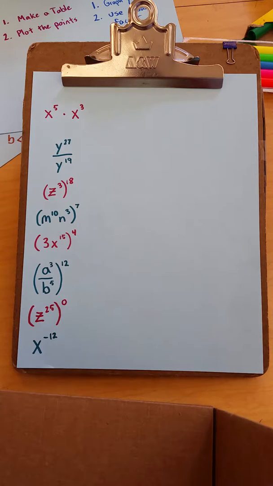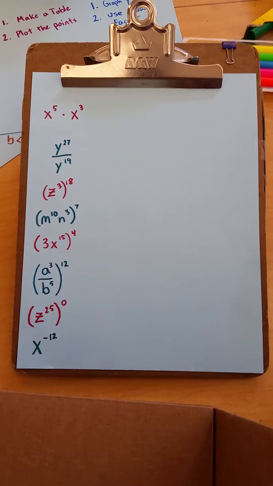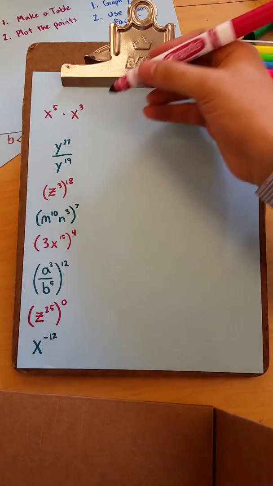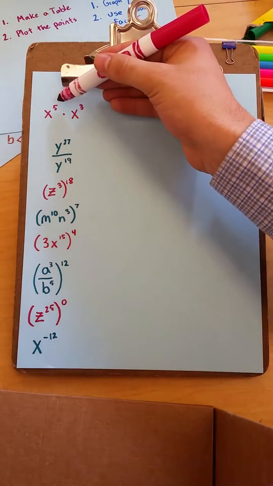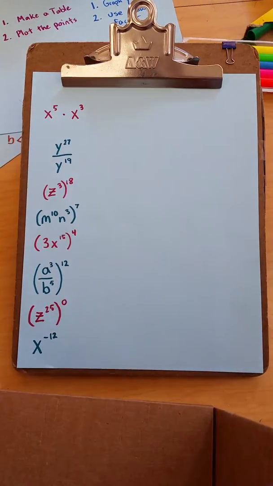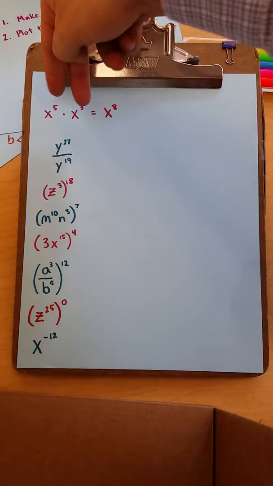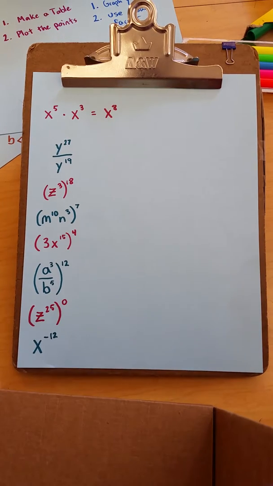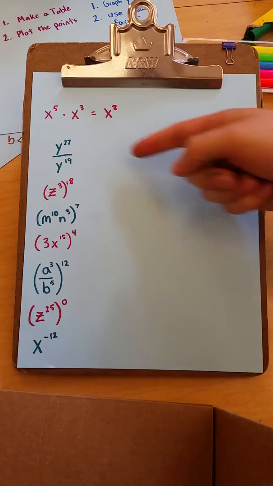Let's practice using some of the properties of exponents. First, we have a product of powers here, and this is two powers multiplied with the same base. We add the exponents. This makes sense because if we wrote this out the long way, there'd be 8 x's multiplying by each other. Our second problem is a quotient of powers.